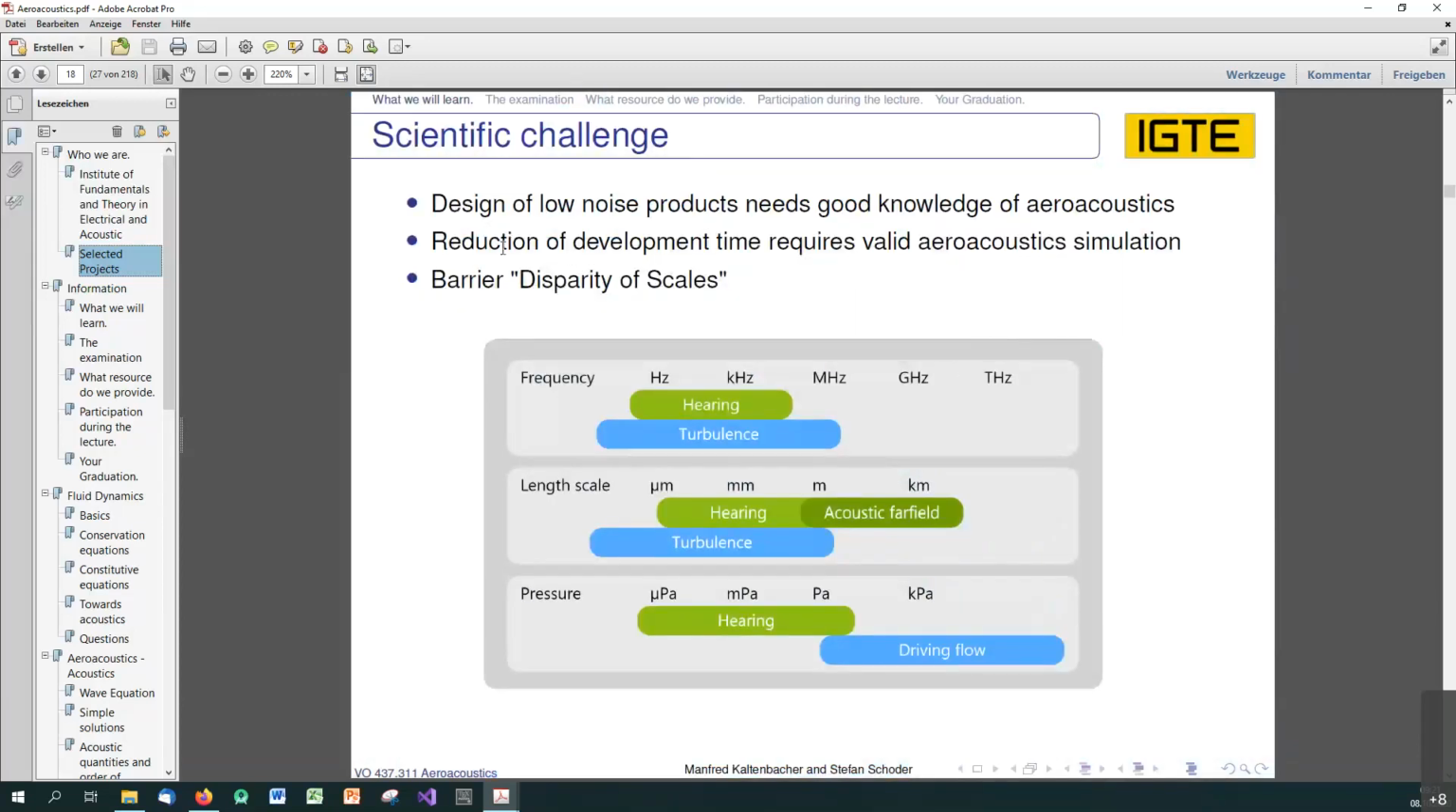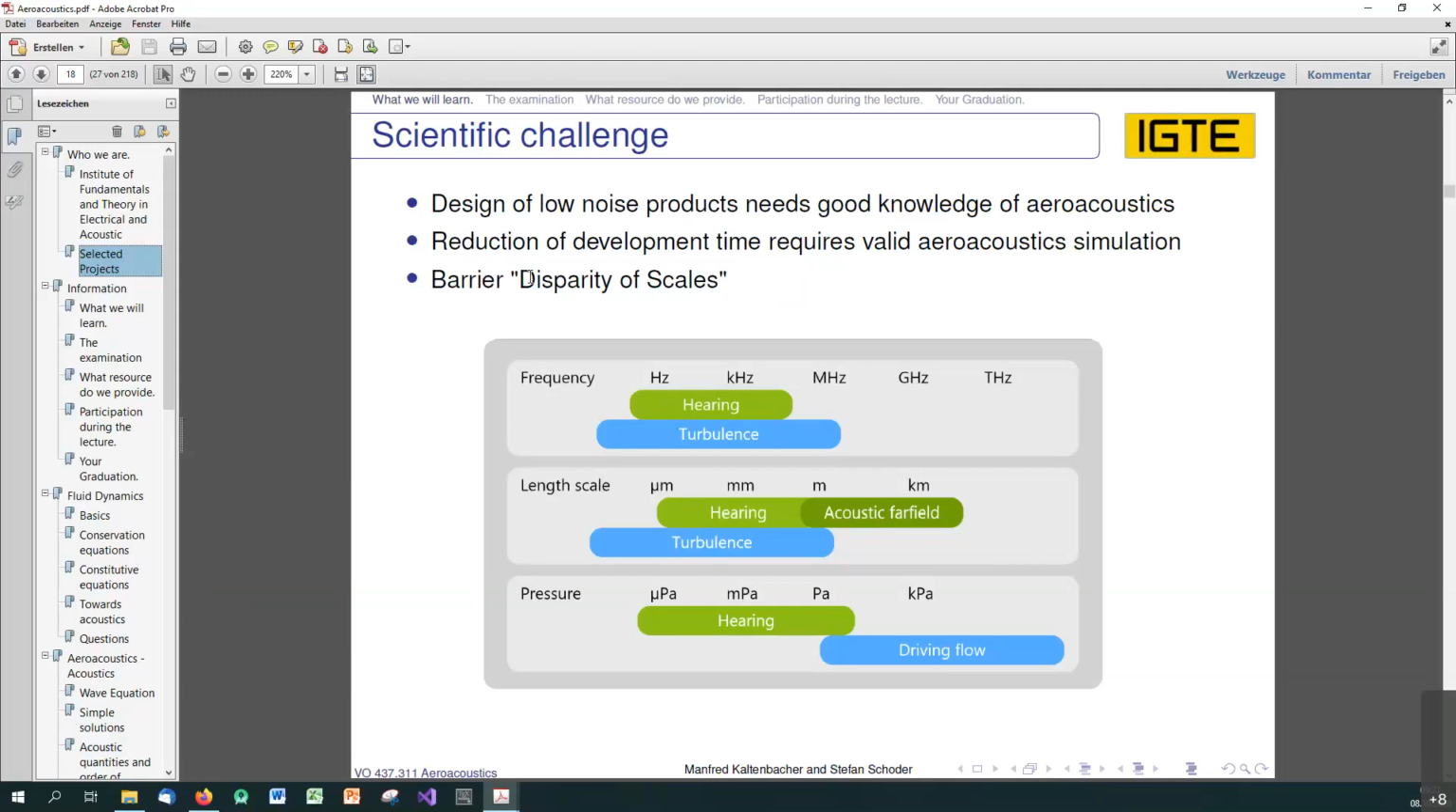The big scientific challenge is that flow-induced sound is more or less a byproduct of some flow. The flow is typically used to drive some energy, and reducing the energy of the flow does not correlate well with the noise emissions. And this is kind of a big challenge.